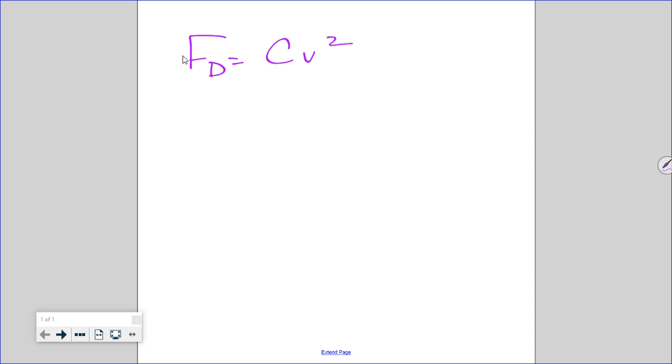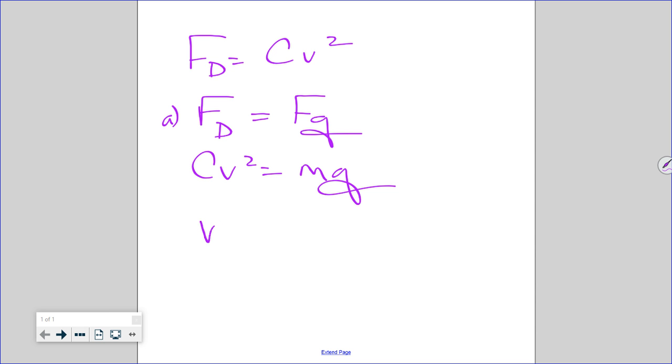Cool? So, for part A, our drag force has got to be big enough to cancel out our force of gravity. So c v squared equals mg. Solve for v, and you get the square root of mg over c. Cool? So that was it for part A. Any problems there? Okay.